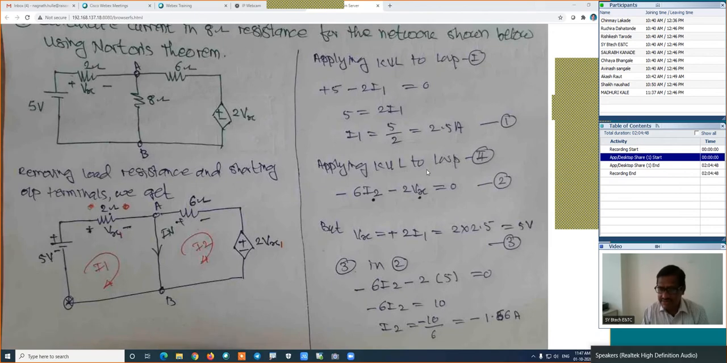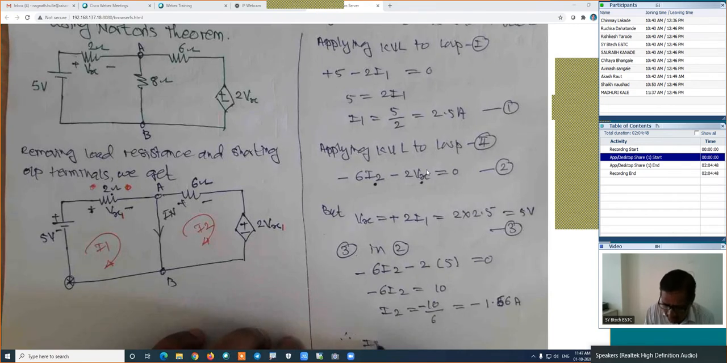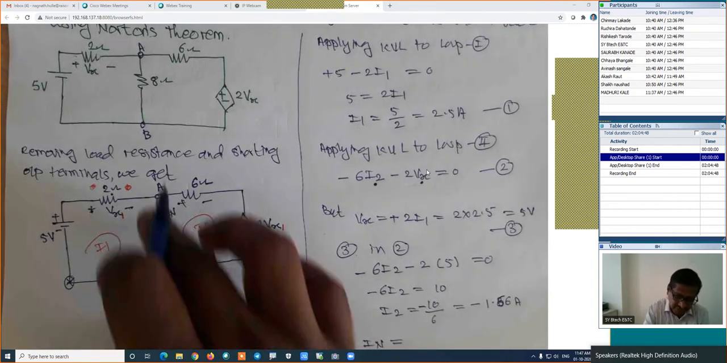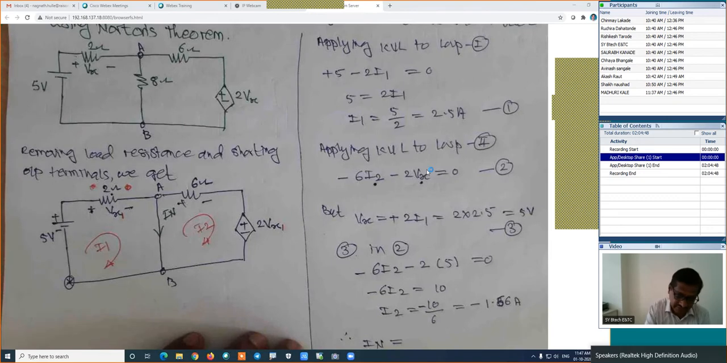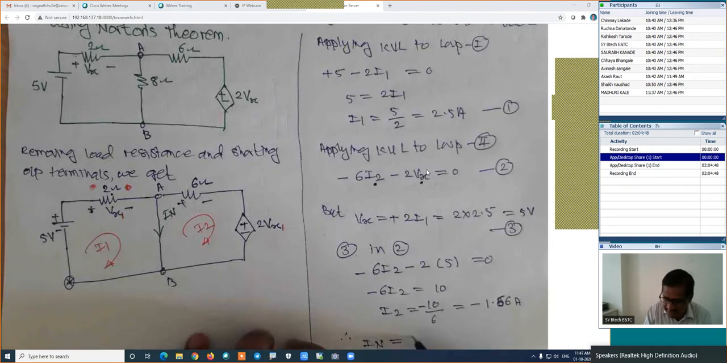Now we are not interested in either I1 or I2. We are interested in the IN. Therefore, this IN is equal to Norton's current. I will find out its value in the downward direction, that is A to B. If it is downward, which current is downward? I1. Its value is I1 minus I2, because this is downward and this is upward. That's why it is I1 minus I2.